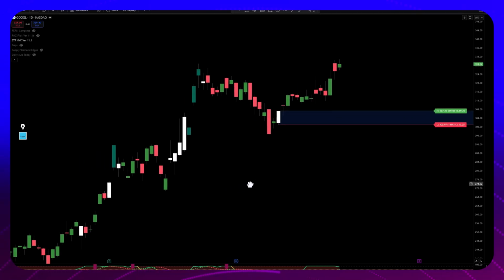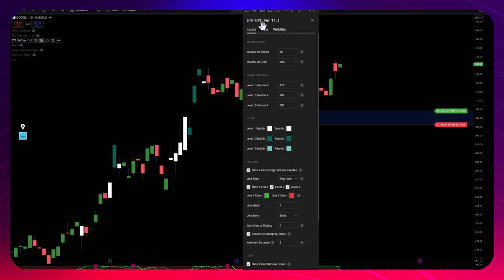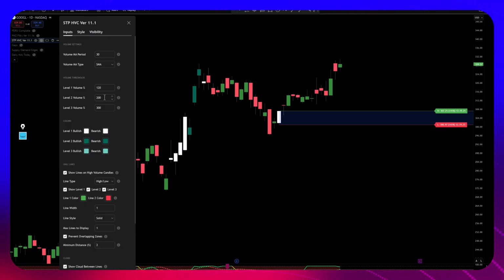Once we turn on the indicator, you can see that there are various colors for the candles, and that's all based on the settings. In the settings menu itself, you can see what colors represent levels 1, 2, and 3, which I have at 120, 200, and 300. We're going to show more lines on our chart. Price is somewhere up around 328.64, and we have all three levels turned on.